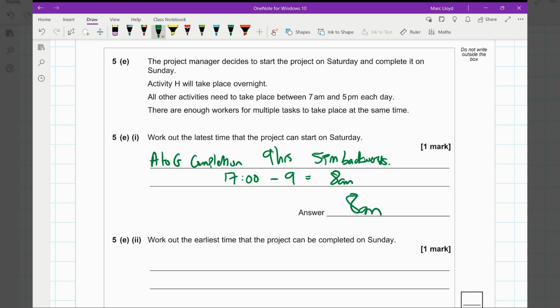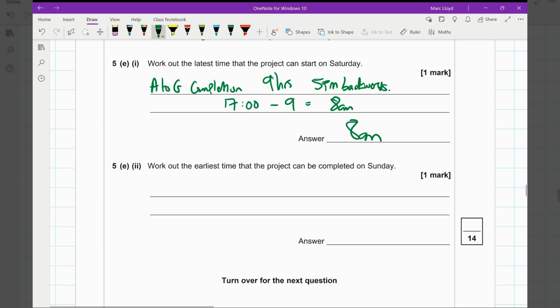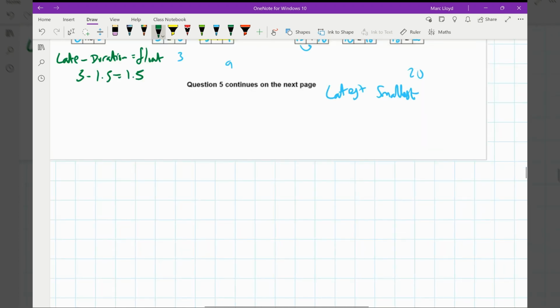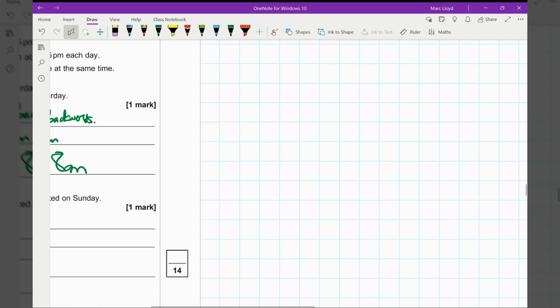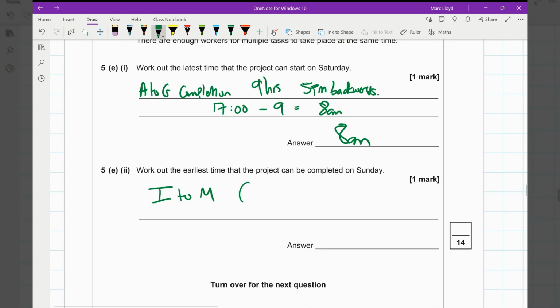Good, we got there. Okay, for the next bit, work out the earliest time that the project can be completed. So we're looking at the I to M part because H is happening overnight. I to M. Again, I'm going to go back to the diagram. I'm not taking chances here. So it starts at 15, that's including K, gets to 21, so that's 6 hours. So I to M is 6 hours. And then what time are they going to start? 7 a.m. So 7 plus 6 is 13, which is 1 p.m.